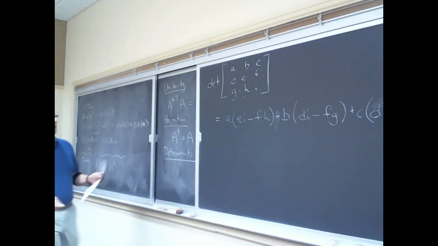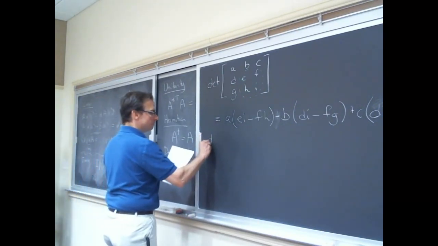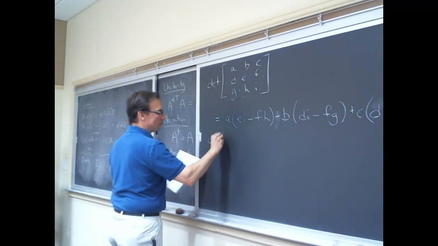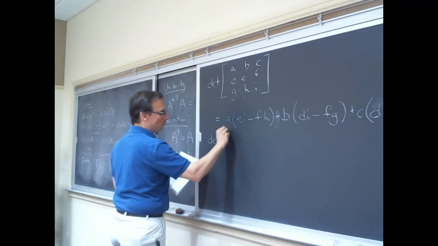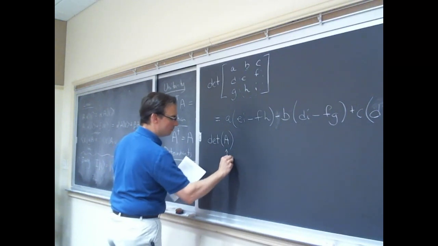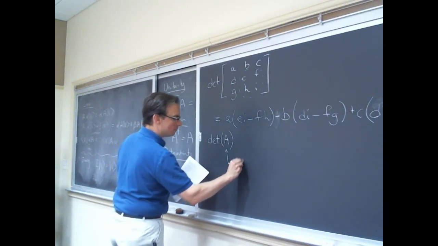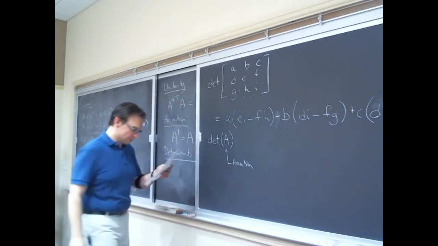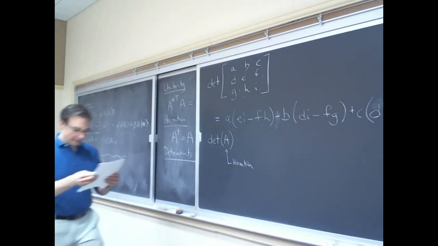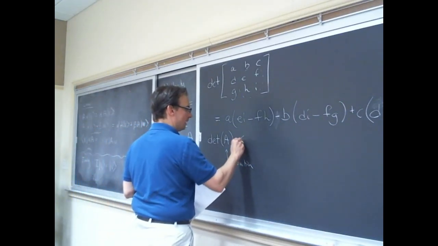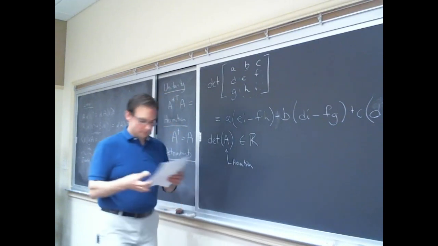The reason I bring this up is that the determinant of a matrix that's Hermitian, that's its own self-adjoint, is an element of the real numbers.